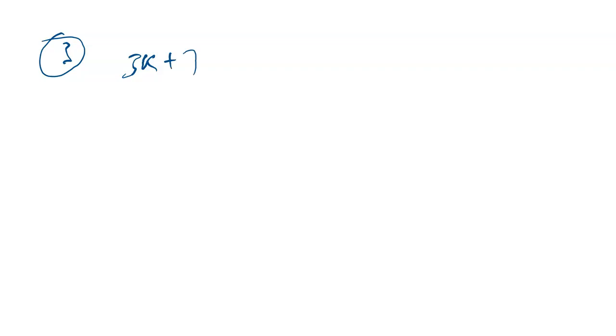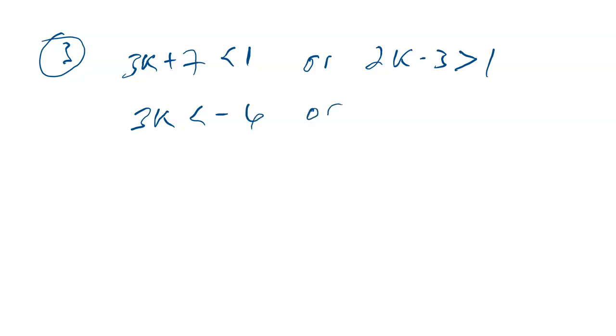3k, so this is the disjunction. We're using the or. Either set's going to work. Or 2k minus 3 is greater than 1. Solve this, so this would be 3k is less than negative 6. Or, I'll finish this one, 3k is less than negative 2. I got 2k is greater than 4. I got k is greater than 2.